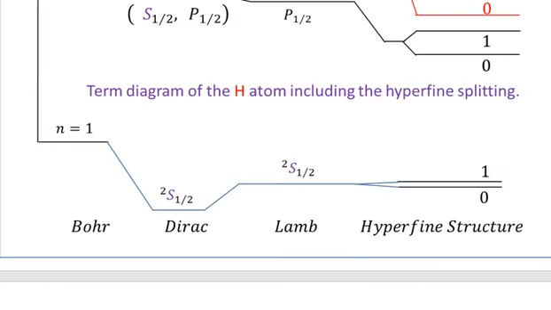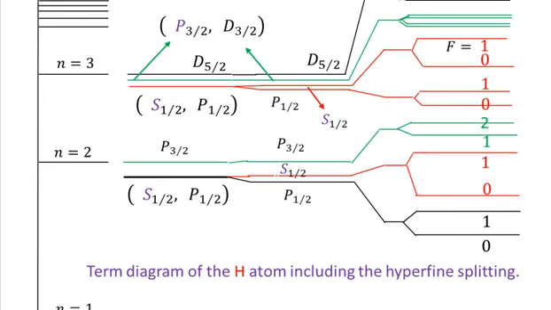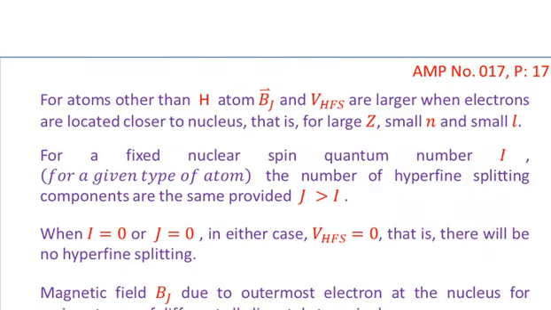In this case, you see that we have two lines for each hyperfine structure. It is because the value of capital I, that is the spin quantum number for the nucleus, is equal to half. That's why we have only two values for each level. For atoms other than hydrogen, B_J and V_HF, that is the magnetic potential energy of the hyperfine structure, are larger when electrons are located closer to the nucleus. So these two values are larger when the electrons are closer to the nucleus. That is for large Z, small n, and small l.